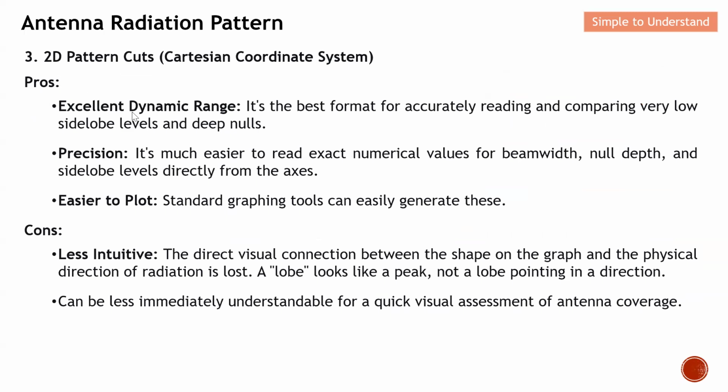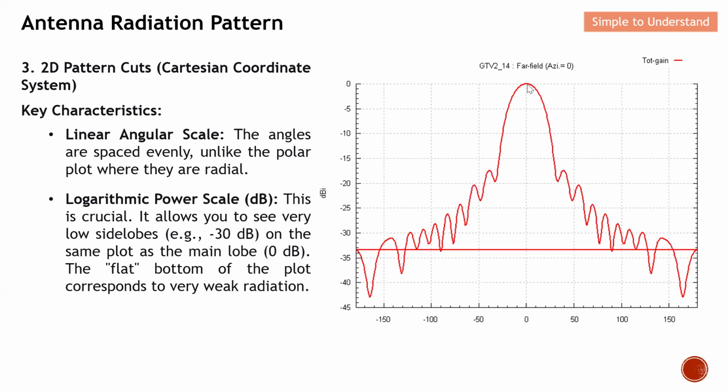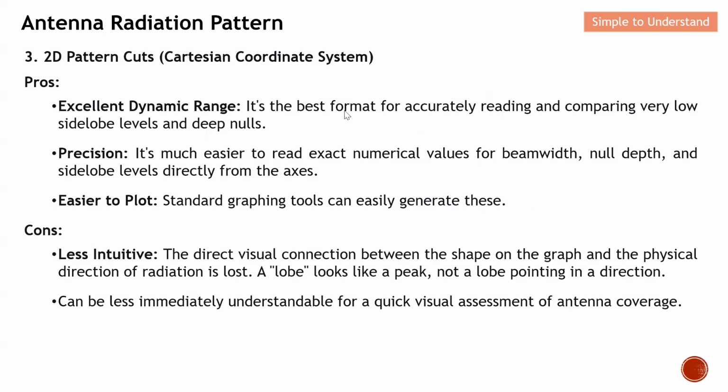So we are going to have excellent dynamic range, from the highest point to the lowest point. For example, here, from the highest point up to the lowest point, we will be able to see at one glance based on this Cartesian coordinate system. So it is the best format for accurate reading and comparing very low side lobe levels and deep nulls.